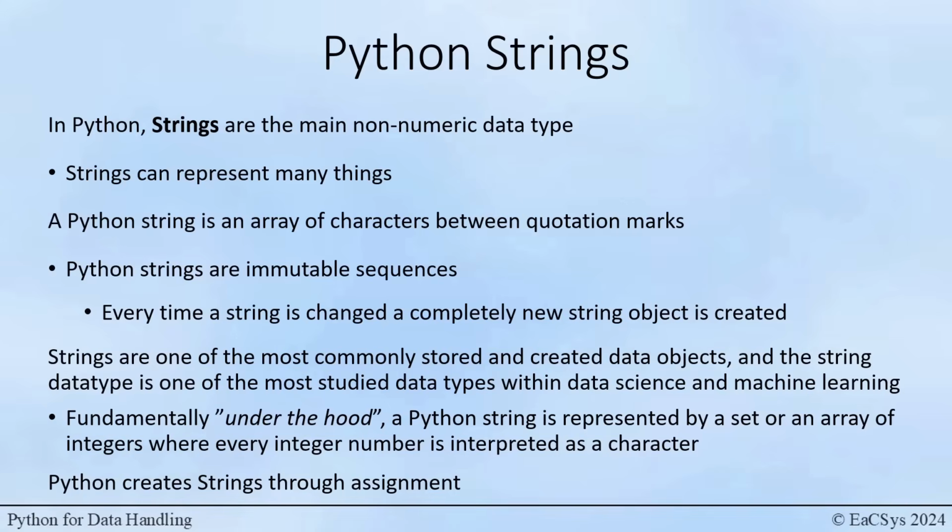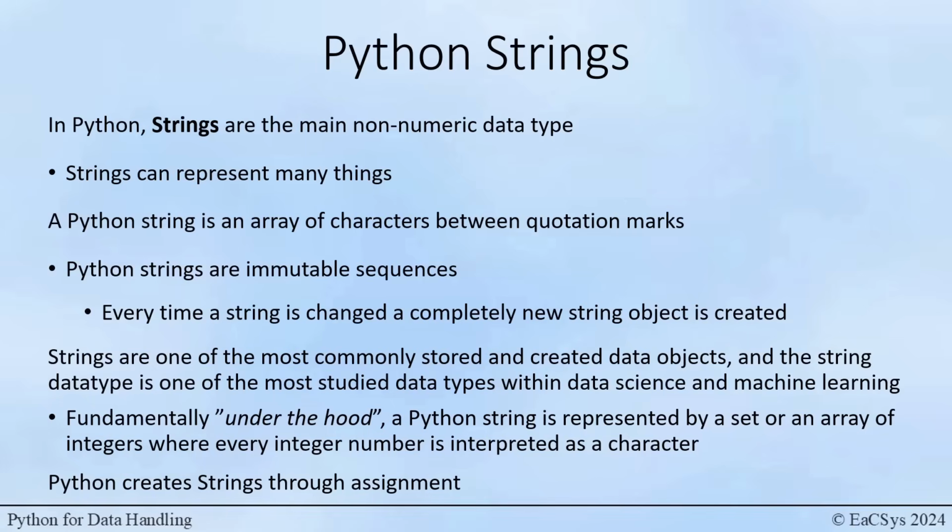In Python, a string is an array of characters between quotation marks, and a one-character array is also defined as a string in Python. This is very different from other programming languages, which have many types of strings and also defines single characters or letters as a separate data type or construct.